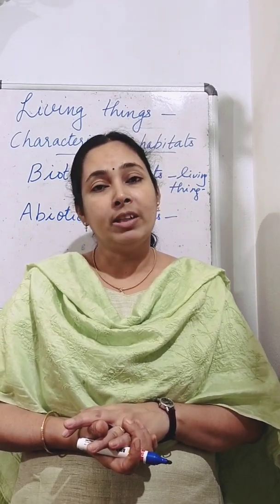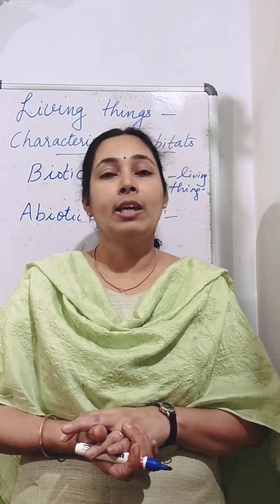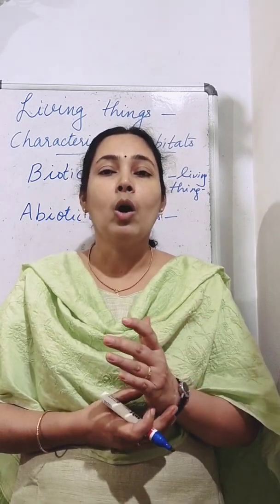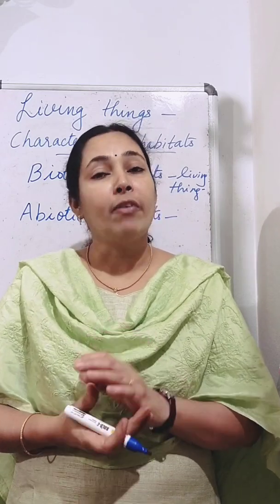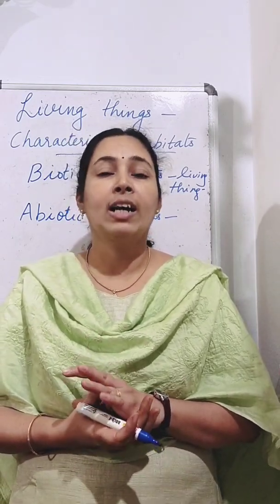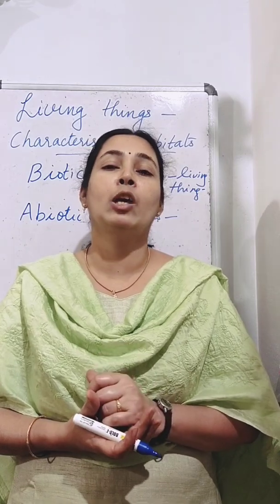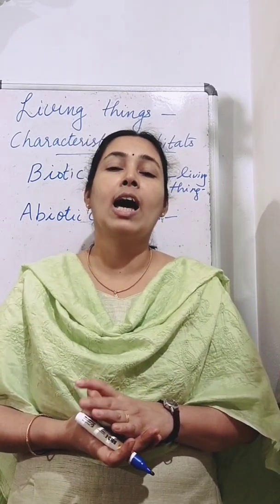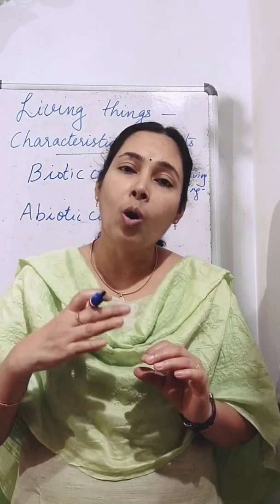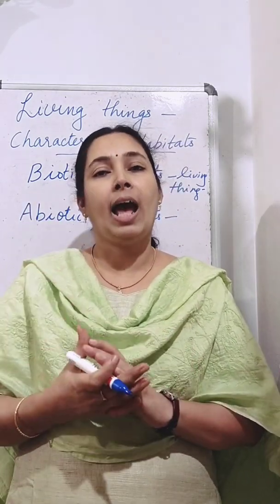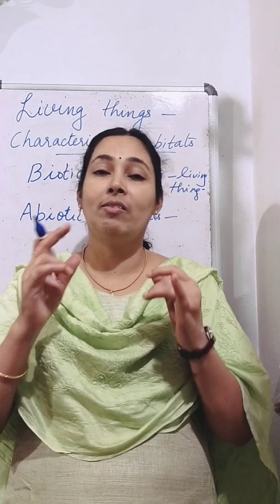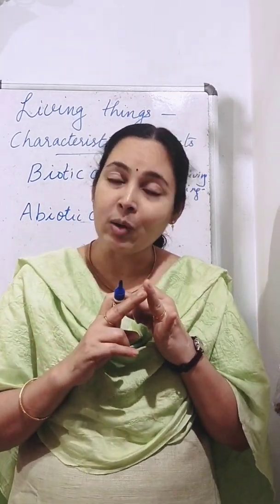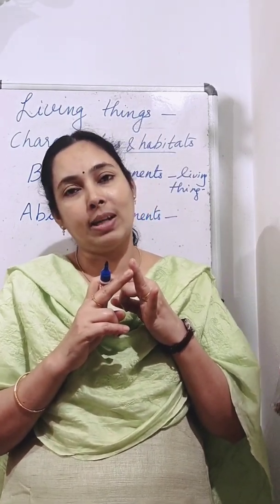Now we know living things can live only if there is water, air, sunlight, heat, everything. So we can see that abiotic factors like air, water, light, heat are important for the growth of plants. So abiotic factors are important for all living things, plants and animals. Living things are called biotic components and non-living things are called abiotic components.